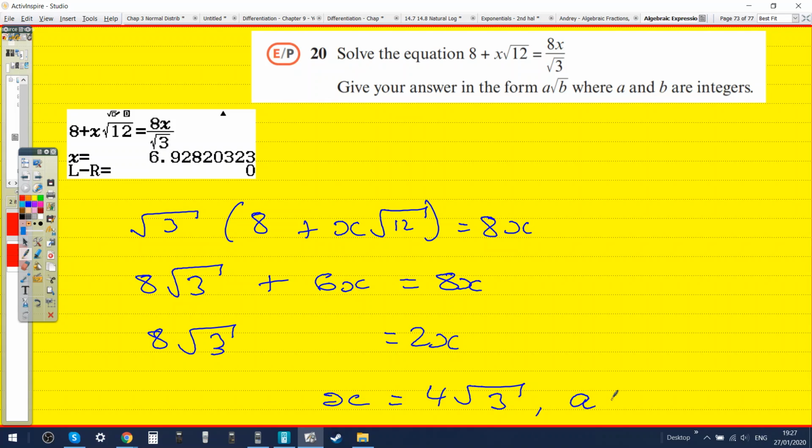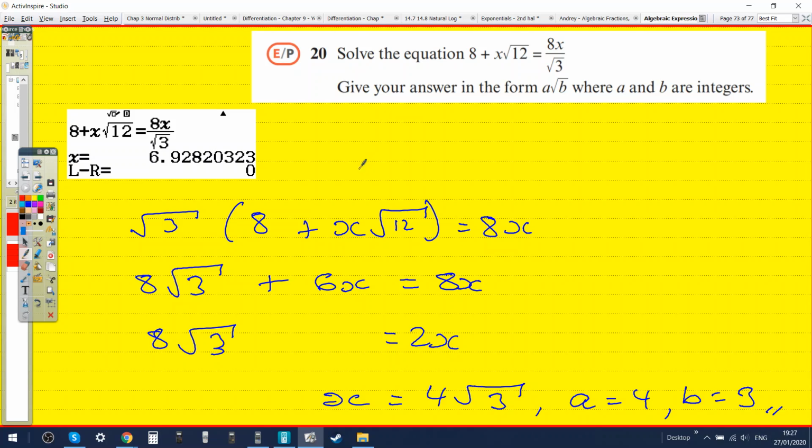So what's A, what's B? A is 4, B is 3. So if they want it in exact form, just keep it in the exact form. Sometimes it's necessary to change it to the power of a half, but this wasn't one of those times.